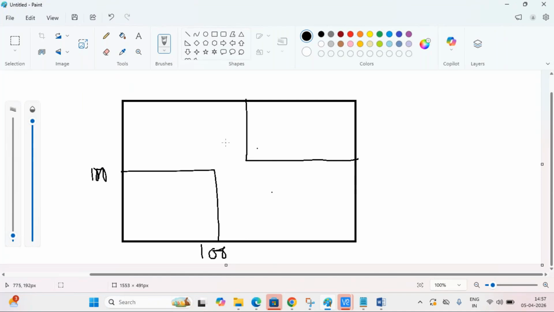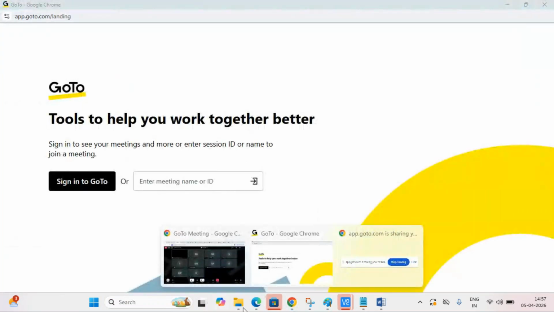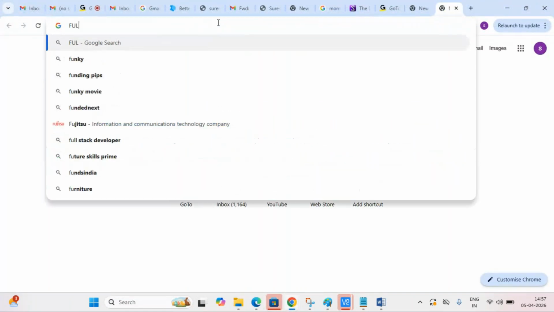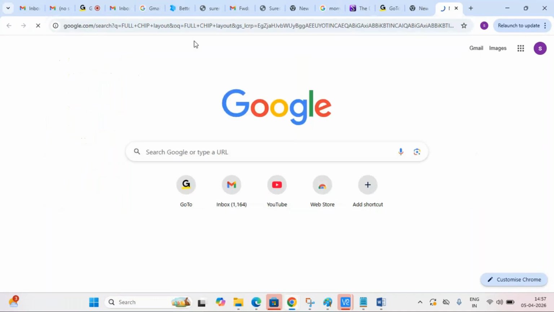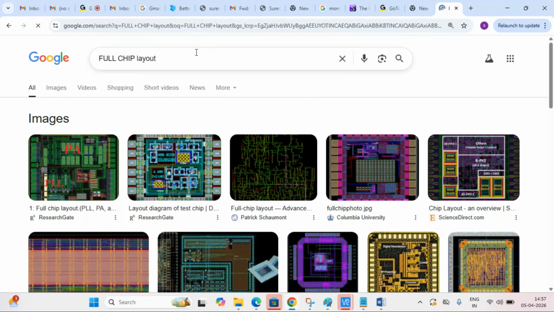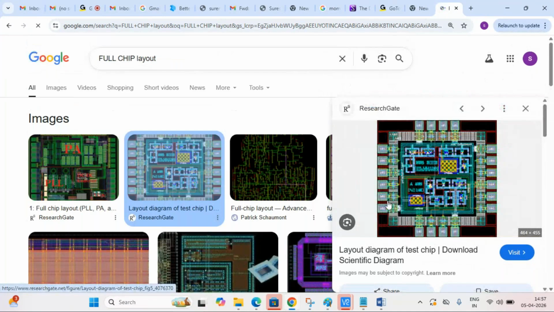You will just try to relate it. Suppose you are given a certain area, how do you use it? In VLSI, you have a transistor, MOS. So if you see an example of a full chip layout, this is the diagram. This is the full chip layout. So how do you arrange it as per certain constraints?